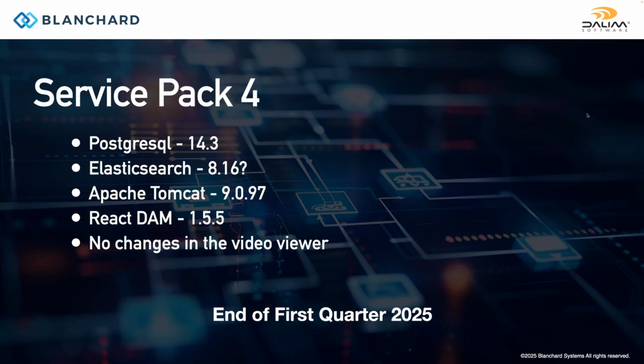Apache Tomcat doesn't advance too much, but it's going to be 9.0.97 now. Even with Service Pack 3, we recently had a security audit that flagged that as not being the latest version. So we have to keep up as much as we can.